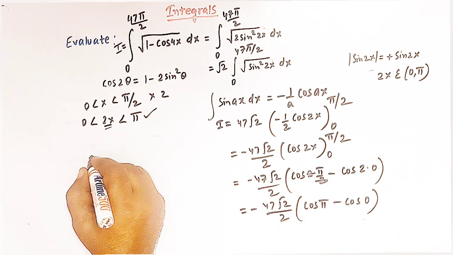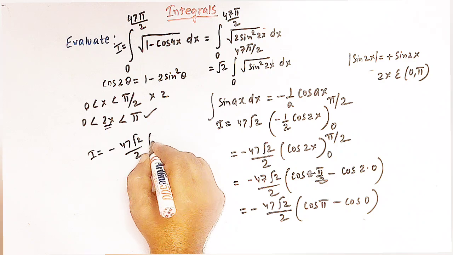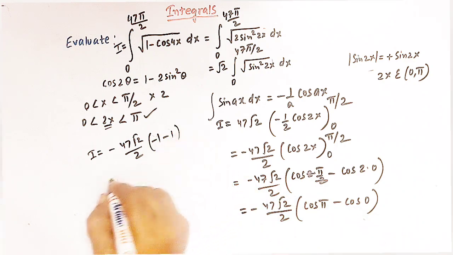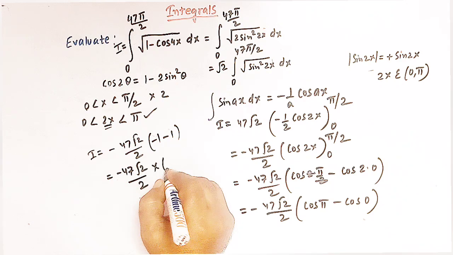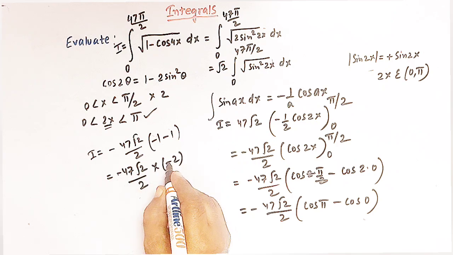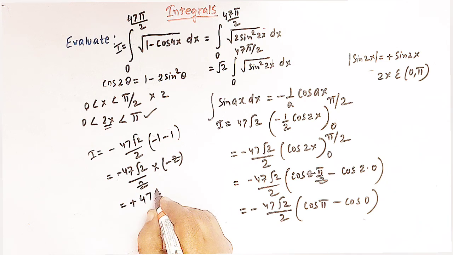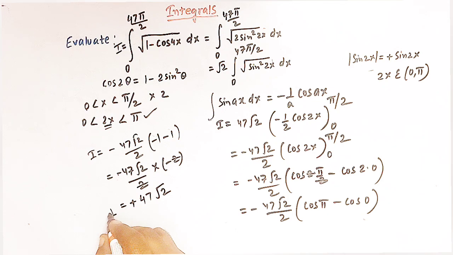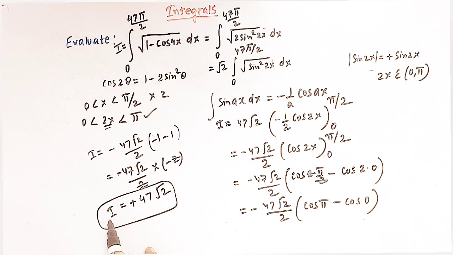Now cos pi is minus 1, and cos 0 is 1. So this is minus 47 root 2 over 2 times minus 2. Minus 1 and minus 1 becomes minus 2, and minus and minus becomes positive. This 2 and this 2 get cancelled, so we are left with only 47 times square root of 2. So viewers, the value of this integral is 47 times square root of 2.